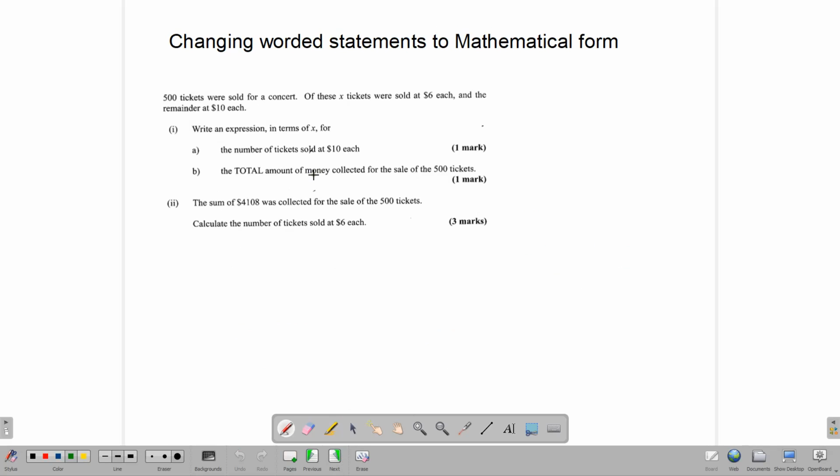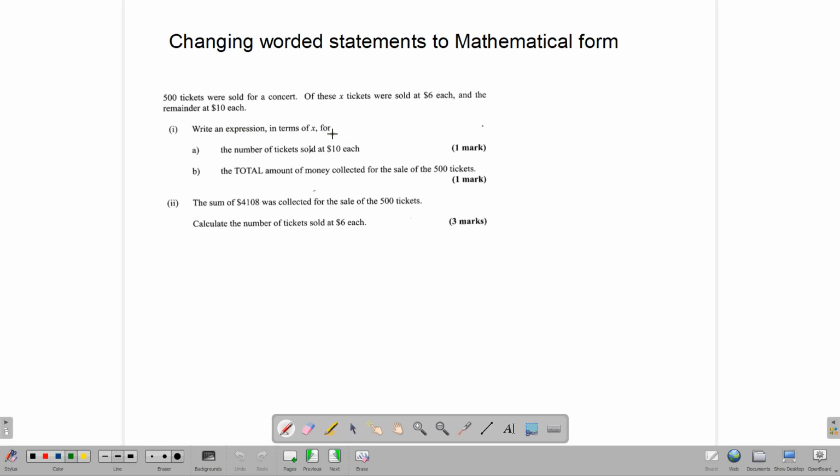What about this one? 500 tickets were sold for a concert. Of the tickets, there were $6 tickets, and the remainder were sold for $10. X were sold for $6. The remainder were sold at $10 each.